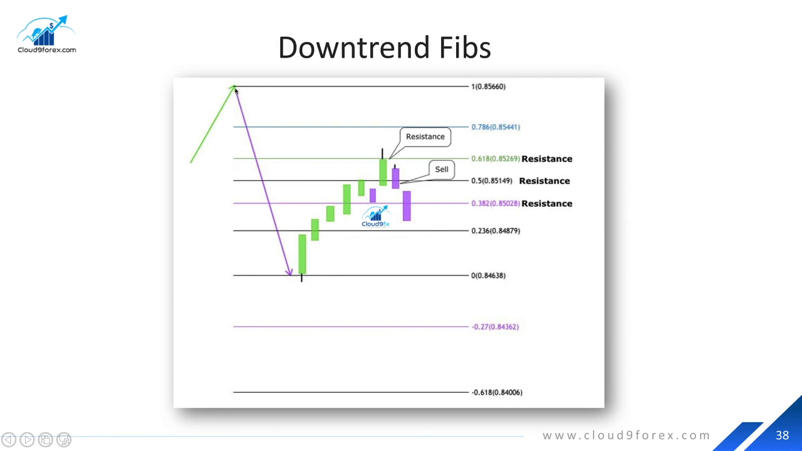Okay, so downtrend, we have our 100 at the top, we have our 0% at the bottom. We can see that price came up, tested the 61.8, wicked. This is our resistance, and price began to fall down. So usually it will fall down to the 0%, but sometimes it can retrace to 0.27 or the 0.618. So these are good exit points.